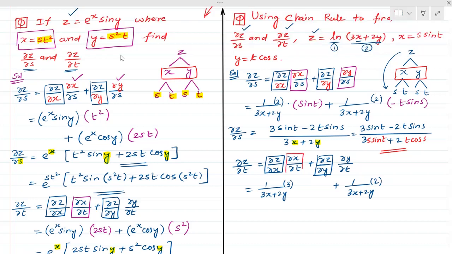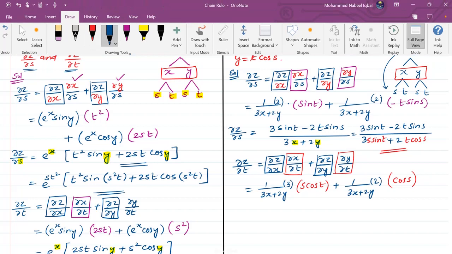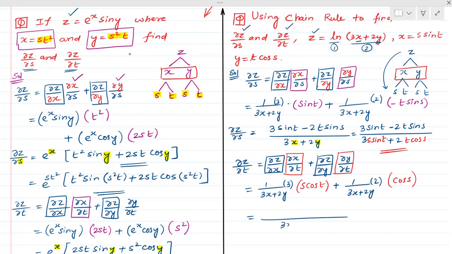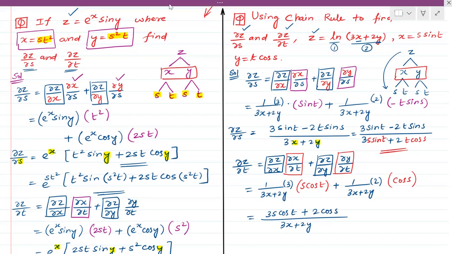Now what about the next part? Differentiate this one with respect to t, x with respect to t. When you differentiate s sine t with respect to t, s is a constant, sine differentiation becomes cosine. And similarly, dou y over dou t. With respect to t, t becomes 1, you will get cosine s. Now I will write this one as a simplified step. So the denominator is going to be the same, 3x plus 2y. What about the numerator? 3s cosine t plus 2 cosine s. Now there is one more last step. I have to replace x and y.